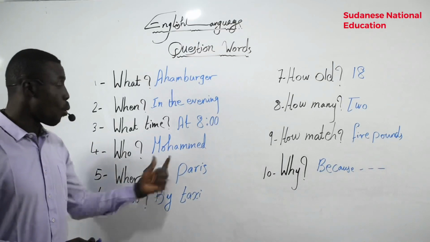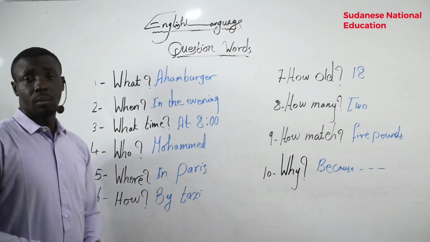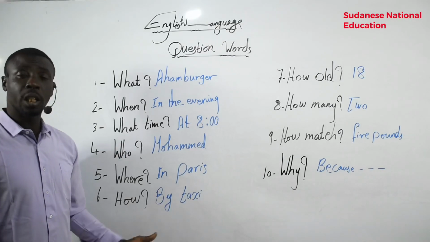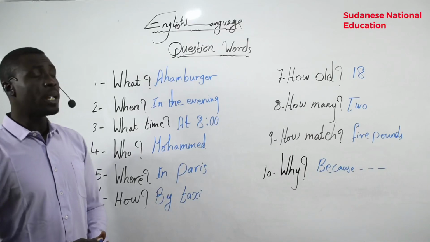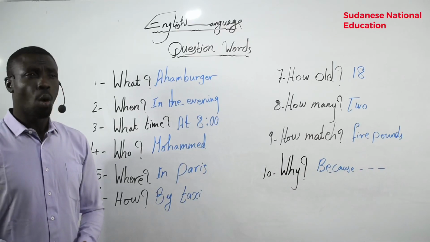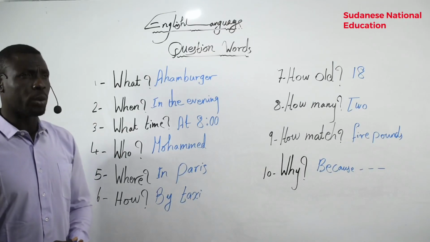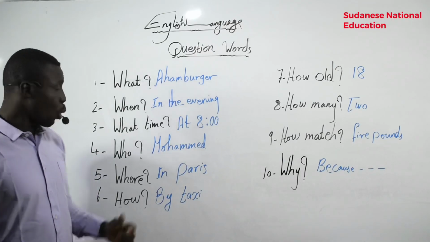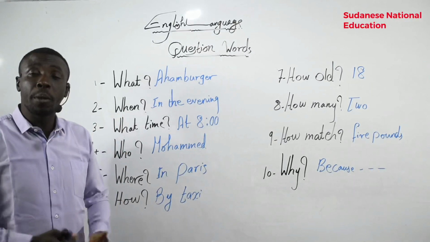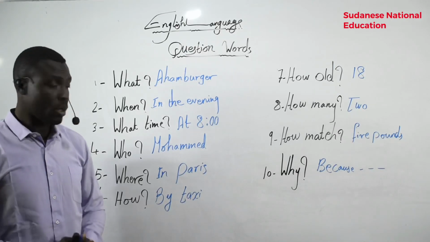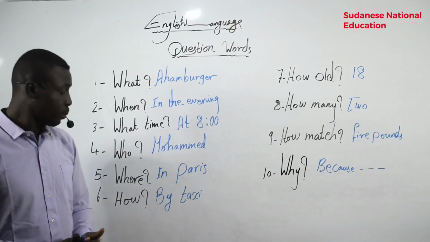Who? Muhammad. Who is used to ask about a person or a particular subject. Who is that man? That man is our teacher. Who is that girl with him? I think she's our teacher too. So who is used to ask about a particular person. Who, Muhammad? Who, Ahmed? Who, someone else?